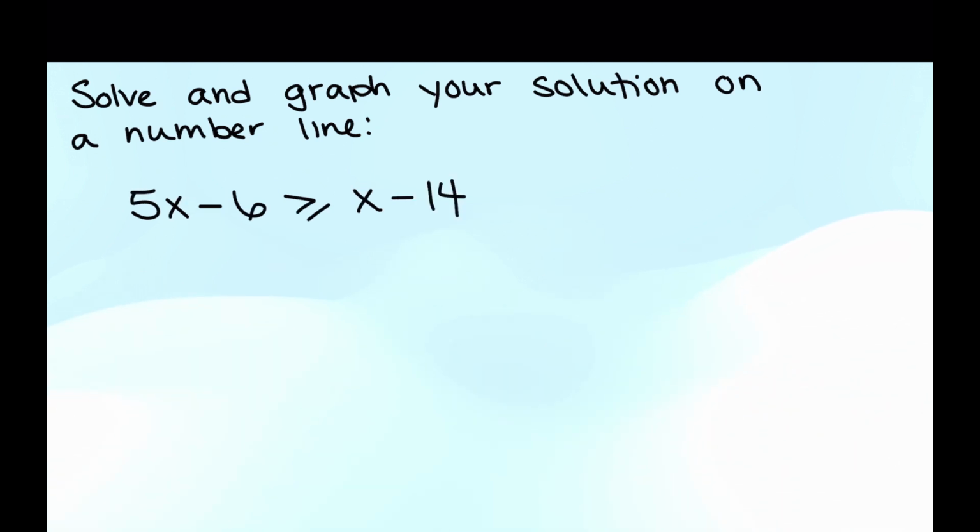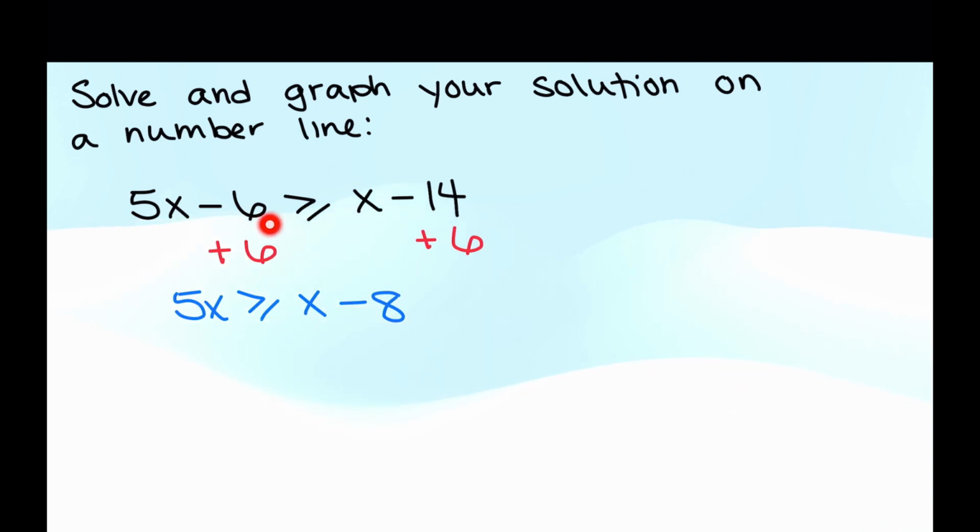Here's another example. 5x minus 6 greater than or equal to x minus 14. We want the x's by itself on one side of the inequality. We need the constants on the other side. So I'm going to put the variables on the left side and the constants on the right side. So first thing I'm going to do is I want to get rid of the minus 6 on the left. So I'm going to add 6 to both sides. That gives me 5x greater than or equal to x minus 8.